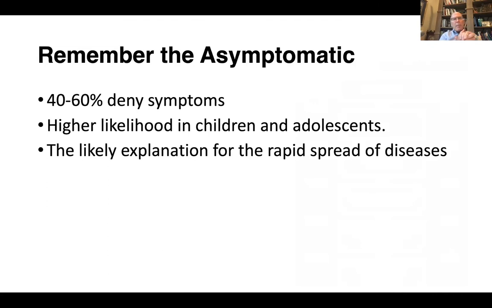And then the problem is that 40 to 60% of individuals deny symptoms. So they are what we call asymptomatic infected. This is more common in children and adolescents. And this is what makes this disease so scary and why it spreads so rapidly, because individuals don't know they have the infection early on, and therefore they accidentally spread it to loved ones or friends, or go into an environment where they spread it to others.